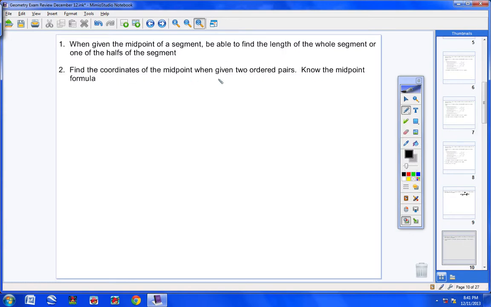Find the coordinates of the midpoint. Know the midpoint formula. If I give you 2 ordered pairs, you should know how to use this formula: x plus x divided by 2, y plus y divided by 2. So we looked at that yesterday.